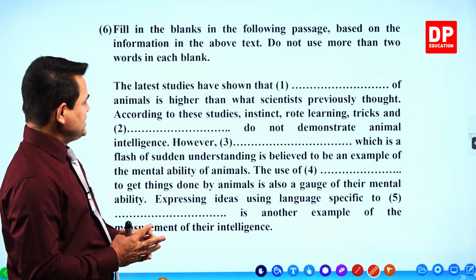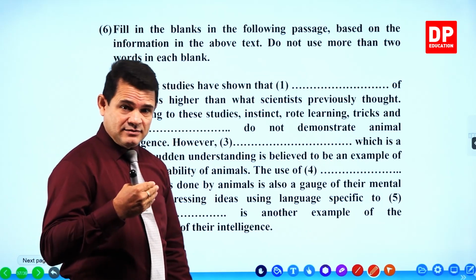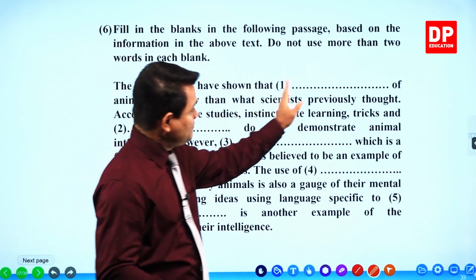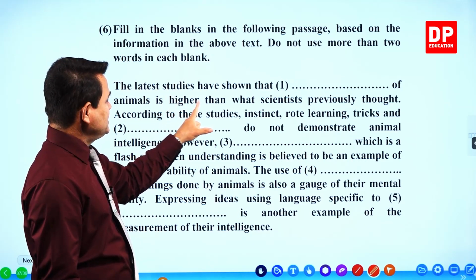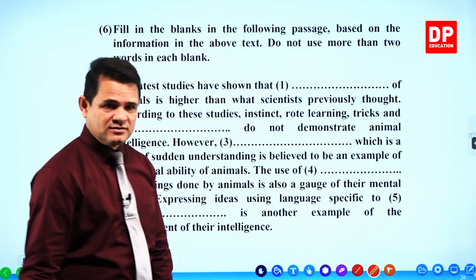The latest studies have shown. Latest study නවීන අලුත්ම studies අධ්‍යයනයන් පෙන්වලා තියෙනවලු that a blank of animals is higher than what scientists previously thought.